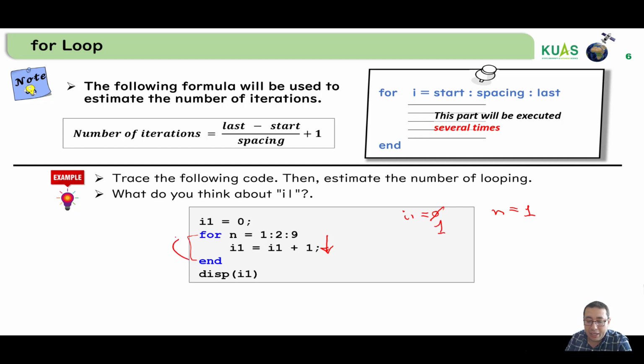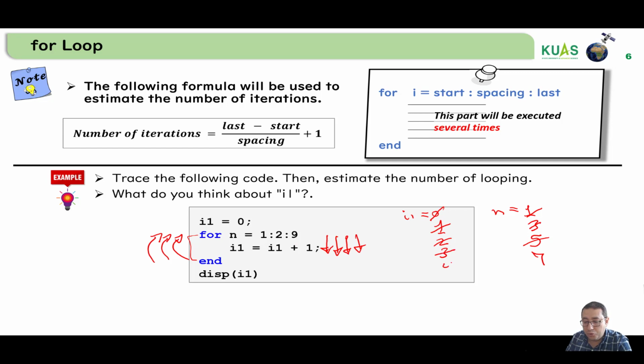Then return back, n will increase, so n will be 3, and then go to the second iteration, so I will increase by 1, it will be 2. Then for loop, n will increase, it will be 5, and go to the third iteration, so I will be 3. Then go back and increase n, it will be 7.